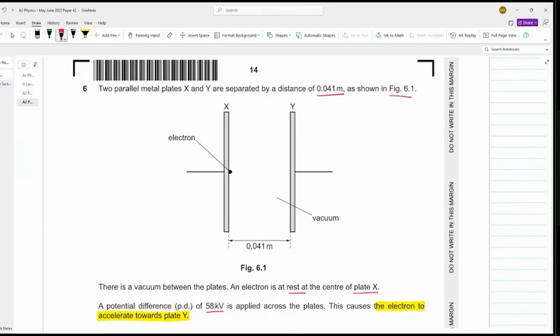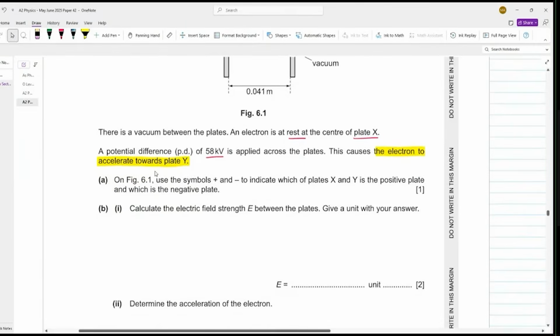Electron is a negative charge. If the electron is accelerating towards plate Y, plate Y must be positive and plate X must be negative. Let's move ahead. On figure 6.1, mark with symbols plus and minus to indicate which of the plates X and Y is positive and which is negative. We have done that.